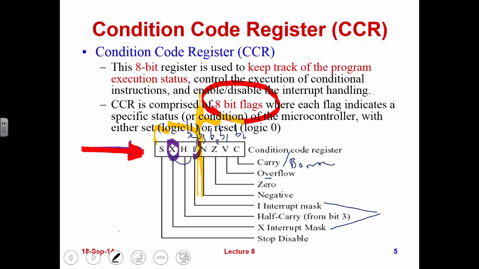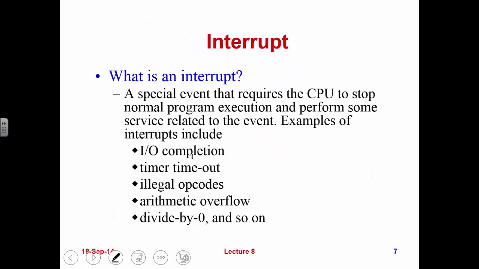X and I, very important. So make sure I is interrupt mask. X is external interrupt mask. Okay, so 1 is... X is a mask bit mainly for the external interrupt, while I mainly shows a general interrupt mask. So we talk about what a mask is first before we get to discuss the X and I.